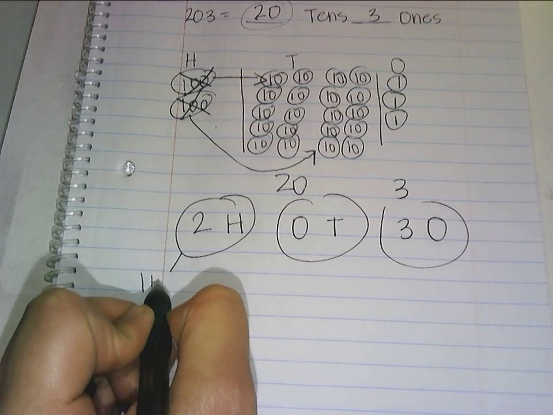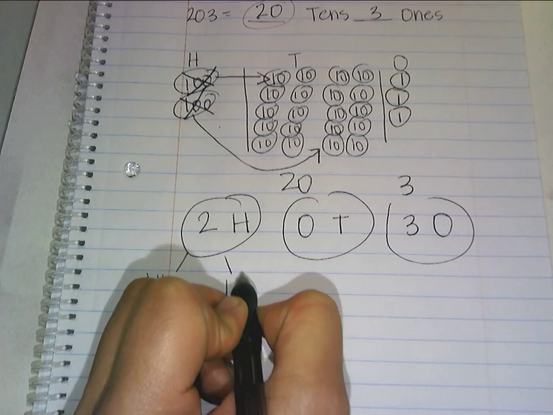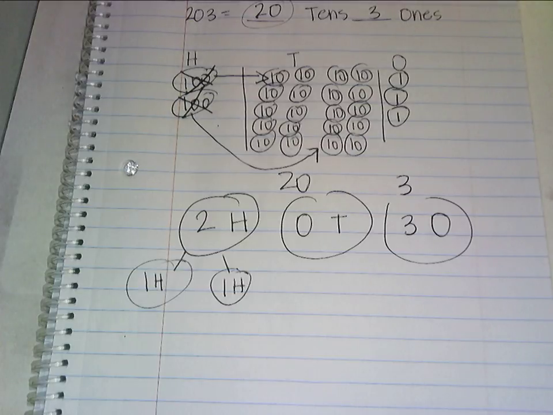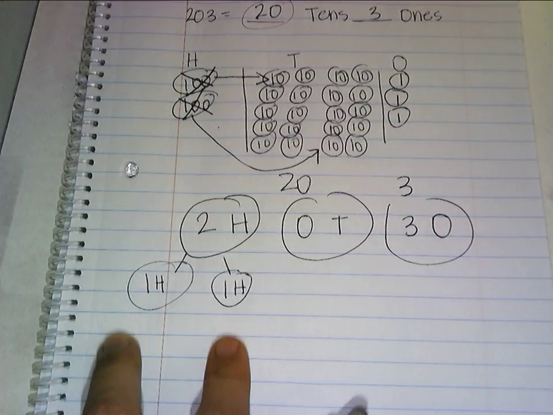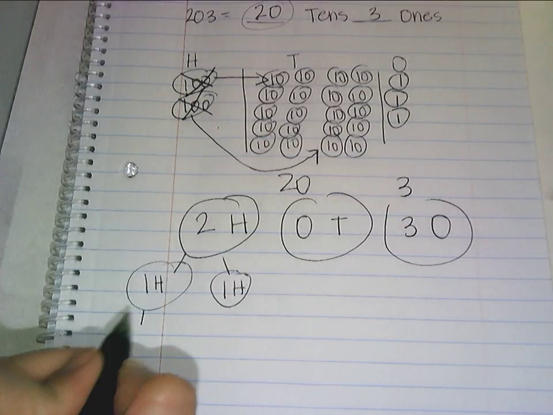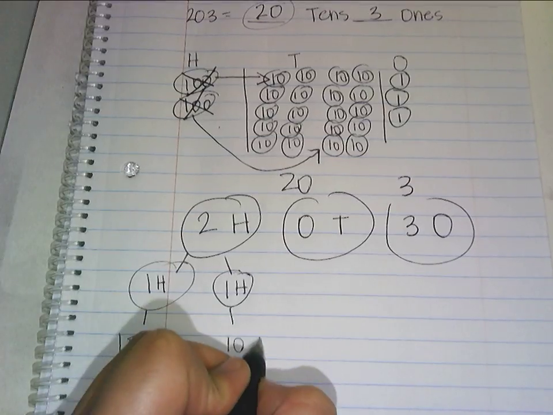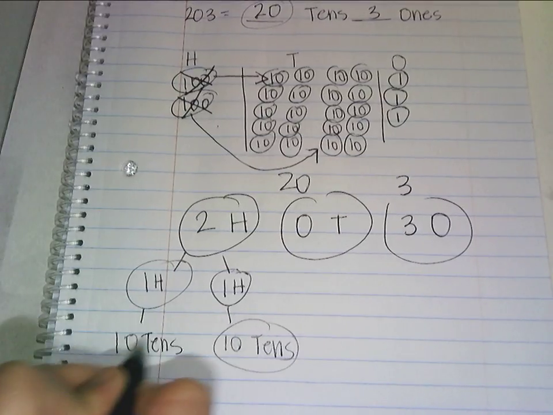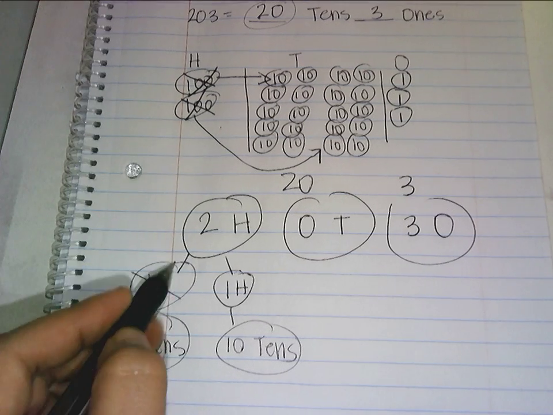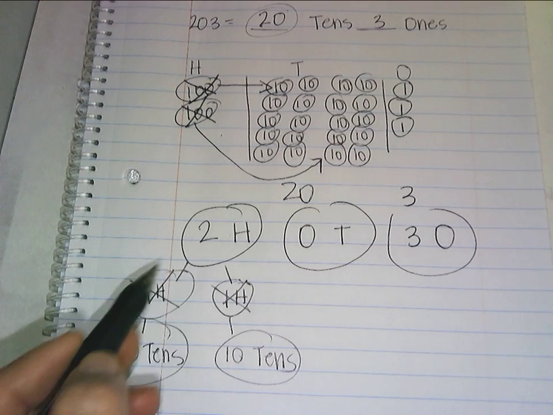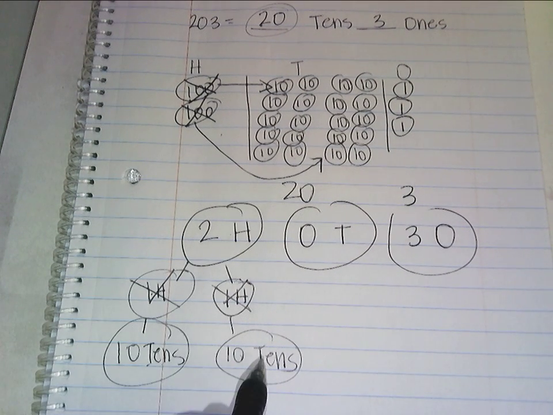I have 100 and 100, right? So now I'm trying to make these into tens. So I break it down into 10 tens and 10 tens. So now I cross these off. I no longer have hundreds. Now I have groups of 10.